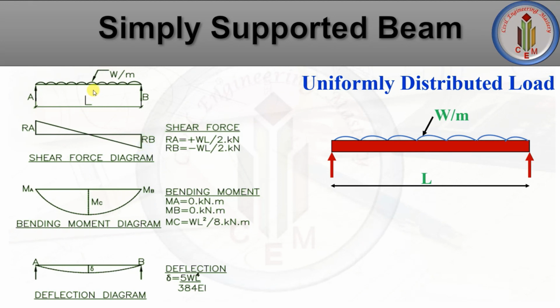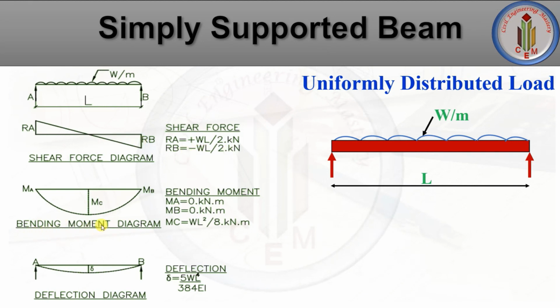Since it is a uniformly distributed load, we need to consider length as well to calculate the shear force. So W into L divided by 2. Because the load is acting per meter length, that is why we need to consider the length over here. The sign convention is similar, upward positive, downward negative. So RA is positive WL by 2 and RB is negative WL by 2.